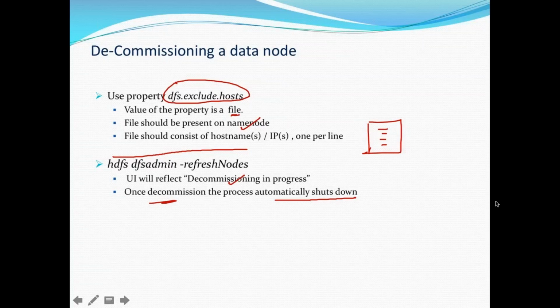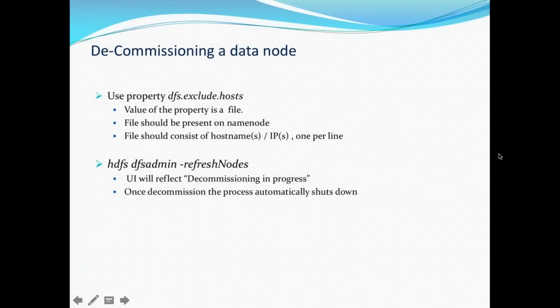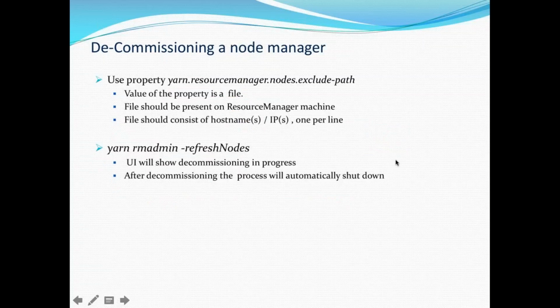Okay, it will be removed in a sense. You will see that in the UI it will show you one less data node, and then you can also decommission your host altogether. Similarly, the same way we can decommission the node manager. In Apache Hadoop, you use this property yarn.resourcemanager.nodes.exclude-path. The value of this property is a file which should be present in the resource manager. Again, it should contain one IP address per line, and then you run this command yarn rmadmin -refreshNodes, which will tell the resource manager to exclude these IP machines.